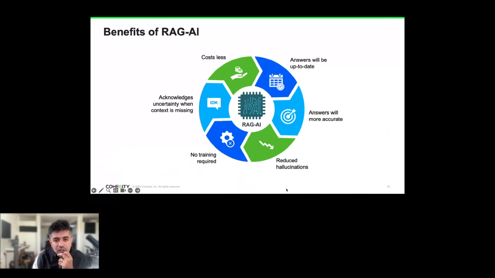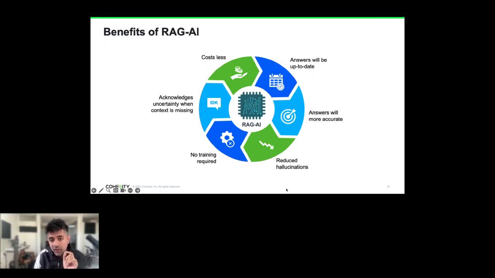The second thing is the answers will be up to date because you're always updating the information based on documents and files that are most current. You are reducing hallucinations, hence the answers will be more accurate. One of the main challenges with AI co-pilots everywhere is that there is a certain amount of hallucination. So there always is a deviation from what is 100% accurate. It's just where the technology is today.